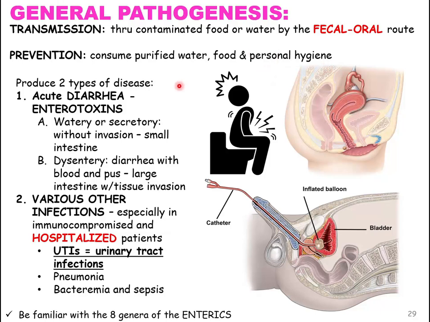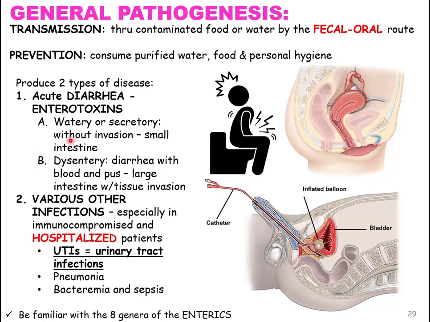So these produce two general types of diseases. All of these will produce acute diarrhea. And remember, our definition of acute diarrhea is 3 or more loose stools in a 24-hour period. So usually these things are going to be self-limiting, meaning they're going to just take their course, and then the infectious agent exits out with the feces. So these organisms, the majority of them, are going to make enterotoxins. So what you're going to get is watery diarrhea, so without invasion. And usually this is going to occur in the small intestine.